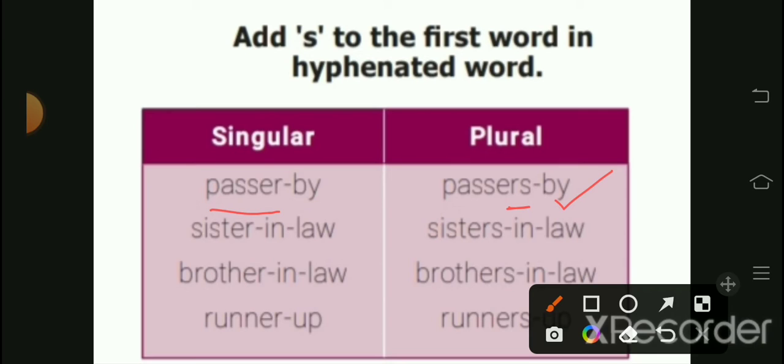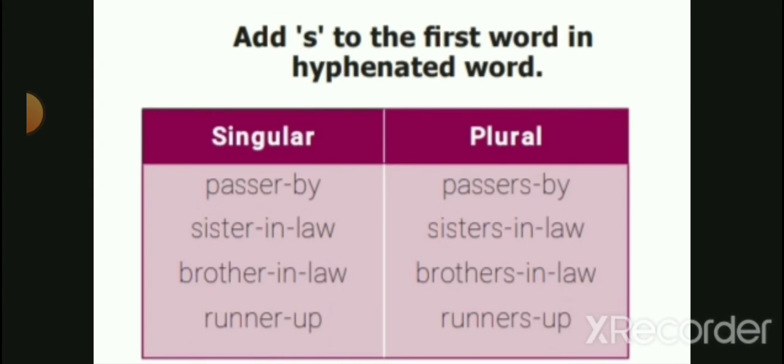And see the second example, that is sister-in-law. Here sister is the first hyphenated word, so we are adding s in the first hyphenated word, that is sisters. So sister-in-law in singular will become sisters-in-law in plural. And see the third example, that is brother-in-law. In this also, the first hyphenated word is brother, so we are adding s in this, that is brothers-in-law.